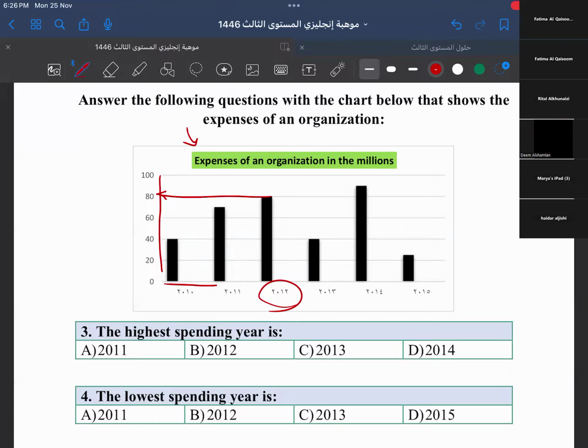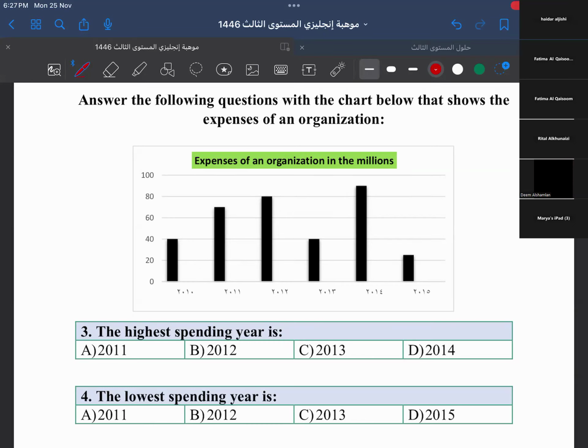Okay. So they're telling us that there are a couple of questions about this graph that we need to answer. So the first question here is, the highest spending year is? So which one do you think is the highest spending year? Yes, Haida? 2014. Sorry, I joined late. The link wasn't working. No problem. Okay. 2014 is right, because we see here that it is the highest and it meets 90 approximately. So it is the highest of all years.